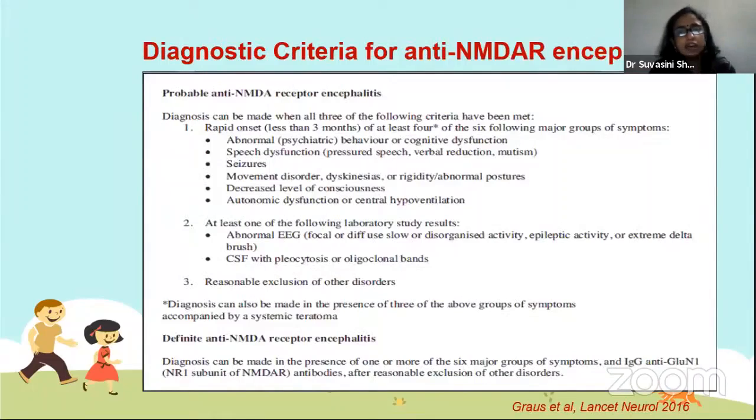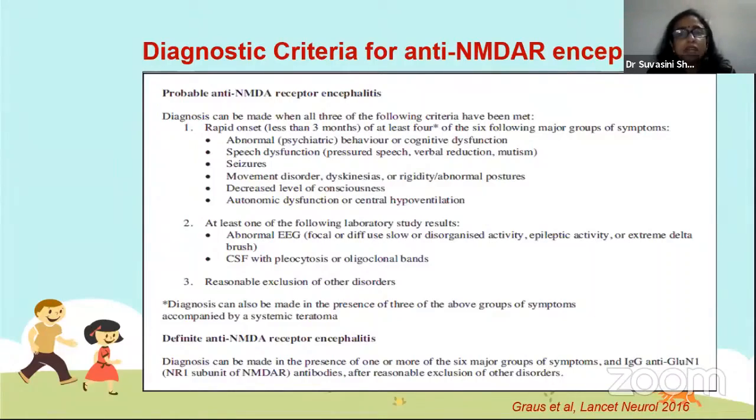Certain diagnostic criteria have been described so that you can quickly diagnose the patient and start treatment without waiting for the antibody testing. And again, antibody testing may be quite expensive, and it may not be available in a lot of low resource settings. But because it's such a treatable disorder and the treatment is immunotherapy, steroids, which are easily available everywhere, one must be able to diagnose it clinically even without the availability of antibody testing.